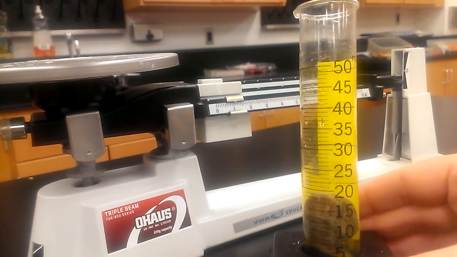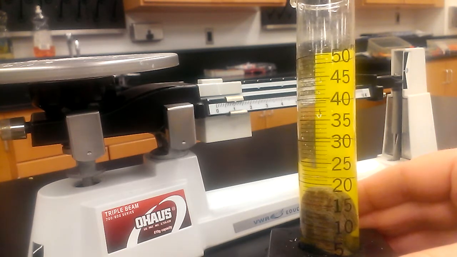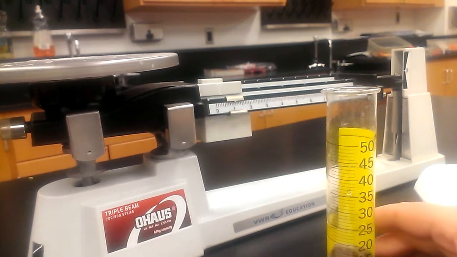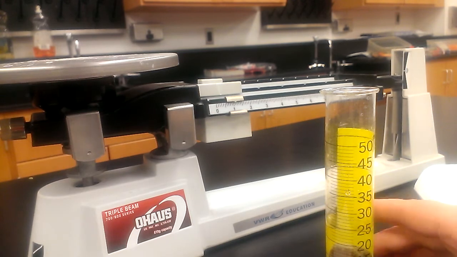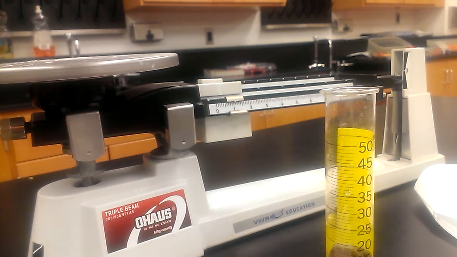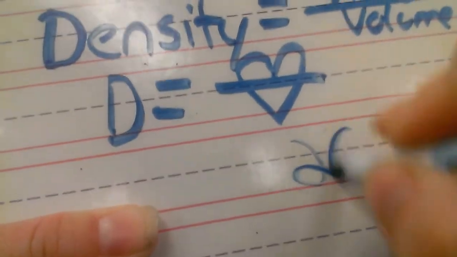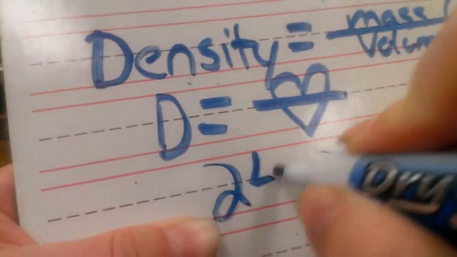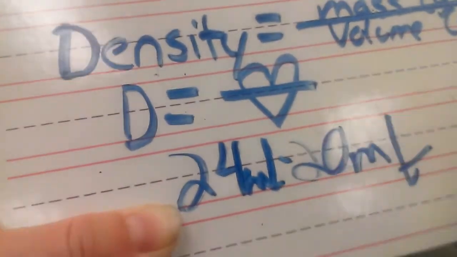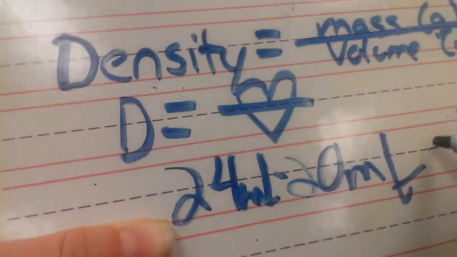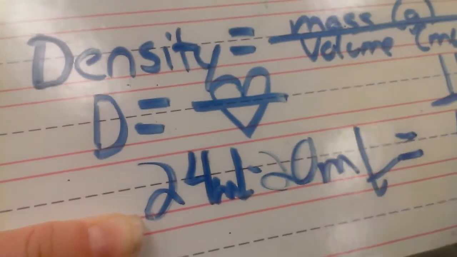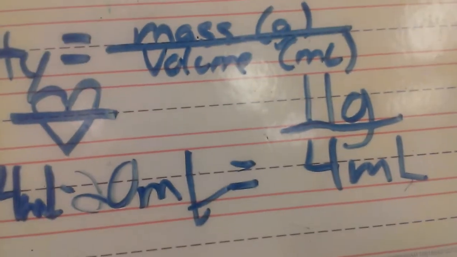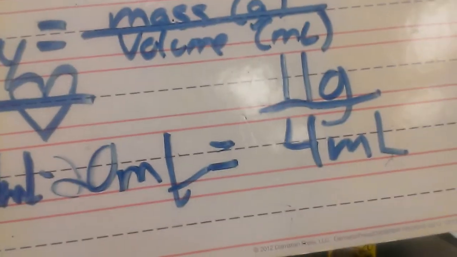Now it looks just above 23 if I use the meniscus at the bottom. So I want it to be level. If I look at it level, it looks about 24. So let's say 24. So now, all right, so I started with 20 milliliters in my graduated cylinder, and it went up to 24. So I subtract my old volume from my new to get the volume of the rock at 4 milliliters. Now, I'm going to take the 11 grams divided by 4 milliliters, punch it into my calculator.